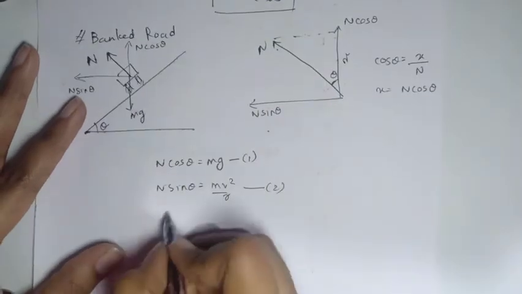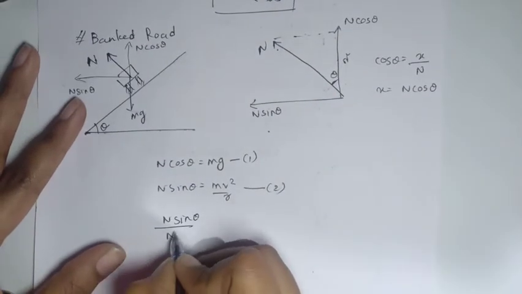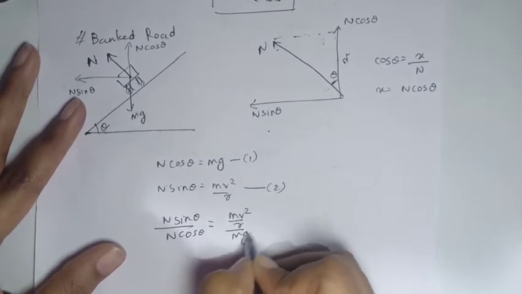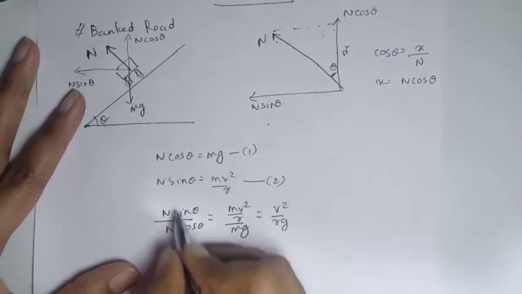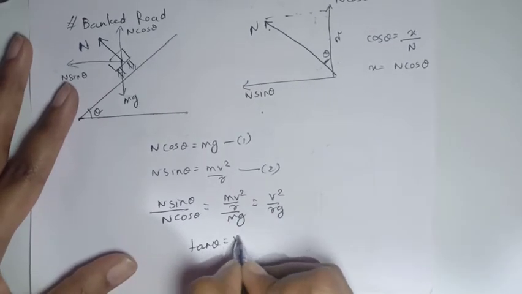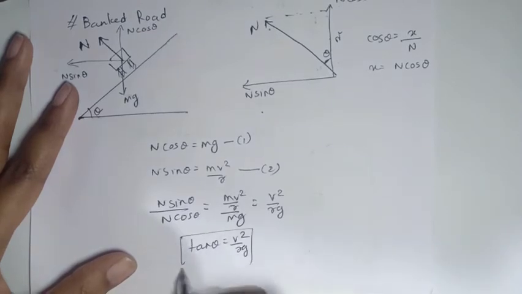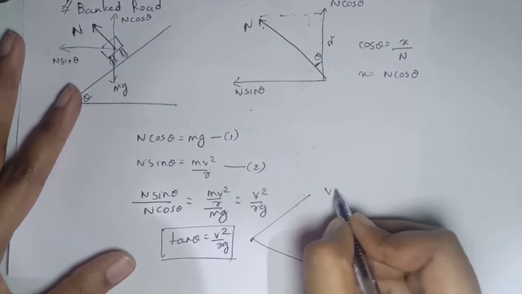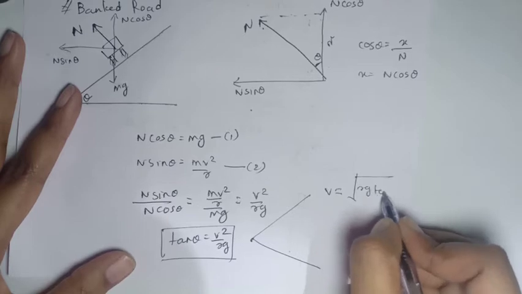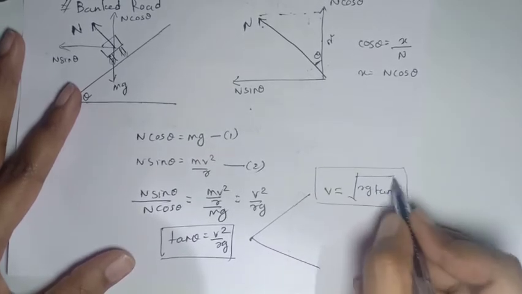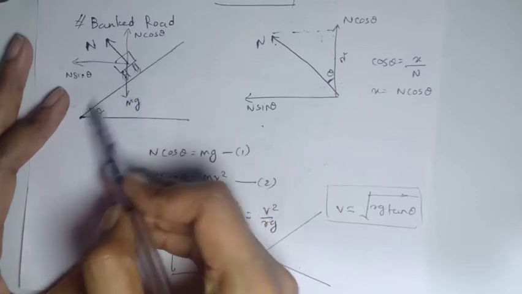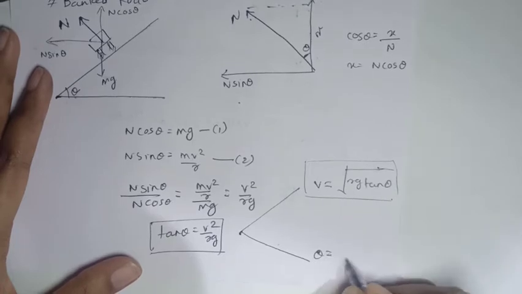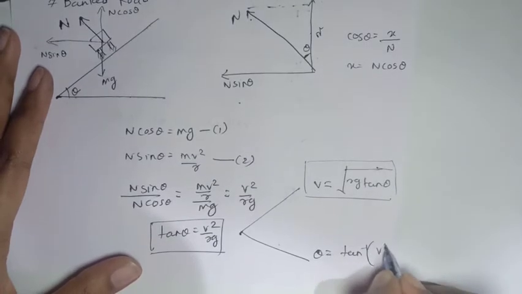Now divide these two equations, so you will get N sin theta divided by N cos theta equals mv square by r divided by mg. So you will get v square by rg, and N will be cancelled. So tan theta equals v square by rg. This was your ideal equation. Depending upon the two conditions, from v you will get v equals root of rg tan theta. This will give you the maximum safe speed, so the object will neither fall down nor move away. And after that, from theta, tan inverse of v square by rg.